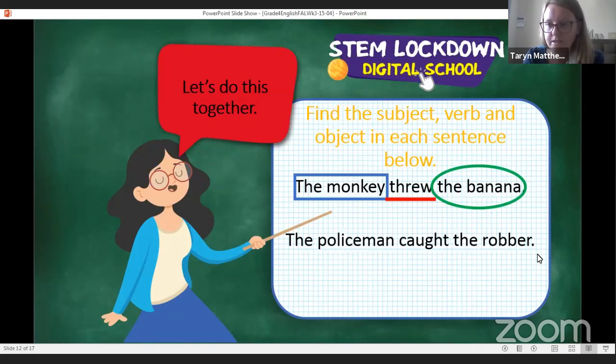You guys are amazing, hey? Look at all of you working so hard. I'm very impressed. So we need to find our subject, our verb, and our object. So this is another easy sentence. So the policeman caught the robber. So who can help me by telling me what is my subject? So what's the subject? Not the verb now, I want the subject first.